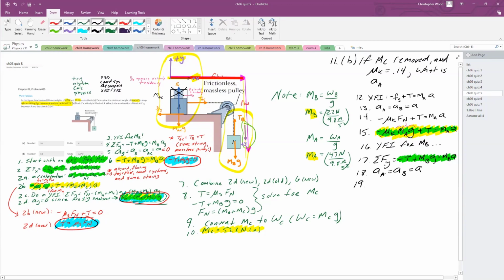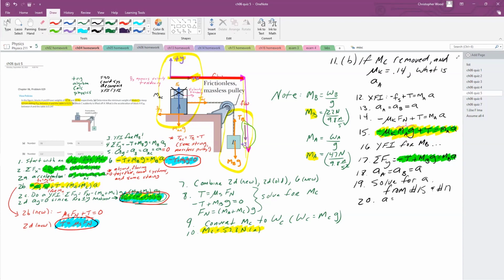Solve for A from number 15 and number 17. And let me just finish out for myself, just to make sure I'm not making any more mistakes, since I've made a few. Acceleration for me is minus mu sub k MA g plus MBg equals MA plus MB times A.